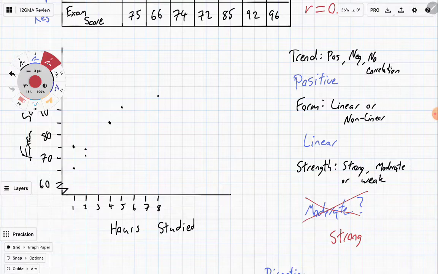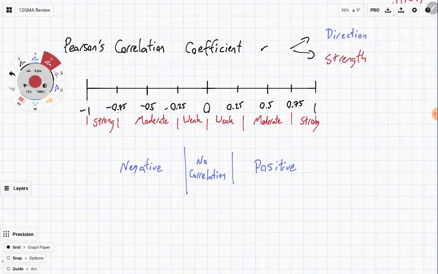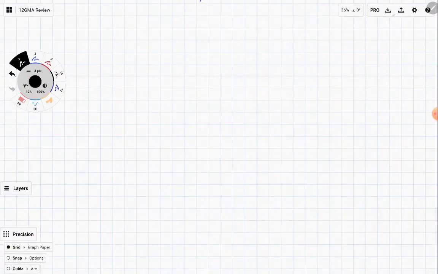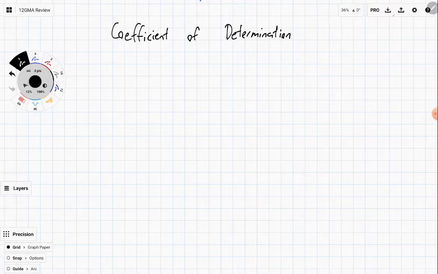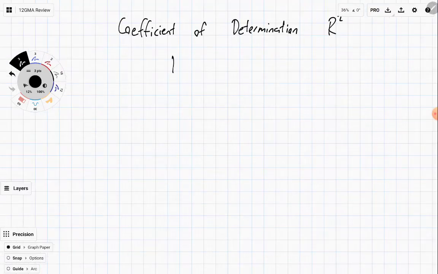Let's talk about its neighbor, which is the coefficient of determination, also known as R squared. Now, R squared is in fact equal to r squared, as in little r, which we just calculated as the correlation coefficient. Alternatively, you can think about r as being the positive square root of R squared. Okay? So whichever way you want to think about it, R squared is equal to r squared, which means that r is equal to the square root of R squared.